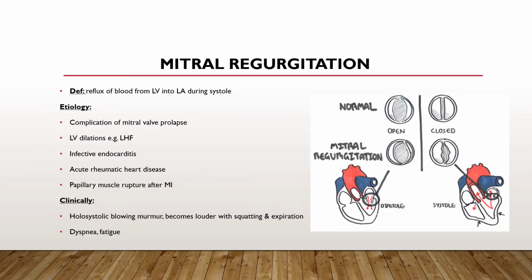In mitral regurgitation, blood is refluxed from your left ventricle back up into the left atrium during systole, and this can be caused by numerous different diseases, one of them being mitral valve prolapse. As we said, the mitral valve can balloon into the left atrium; it could also be caused by left-sided heart failure, infective endocarditis, acute rheumatic heart disease, and even myocardial infarction when the papillary muscle ruptures. Clinically, what's typical is a holosystolic blowing murmur, which is louder with squatting and expiration, and other features such as dyspnea and fatigue.